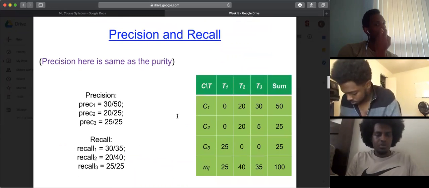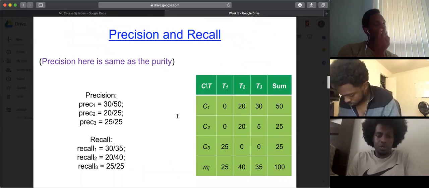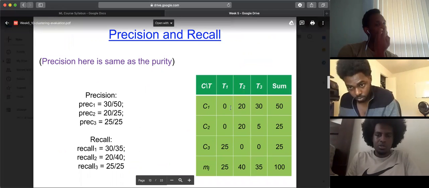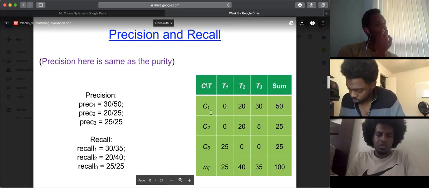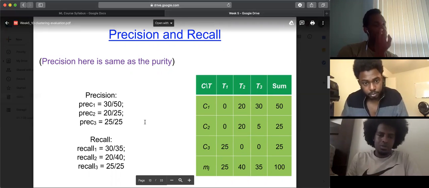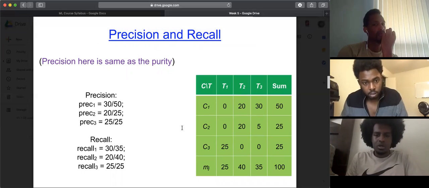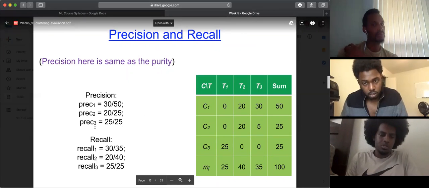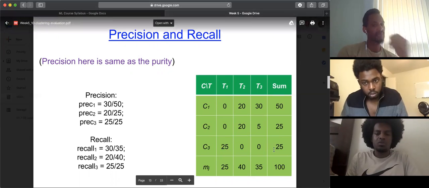Again, here's the math for precision versus the math for recall. So here we are doing, again, the max value for C1 is T3. So that would be 30 over 50. So that's what our precision is. Our precision for C2 is 20 over 25. And then our precision for C3 is 25 over 25.